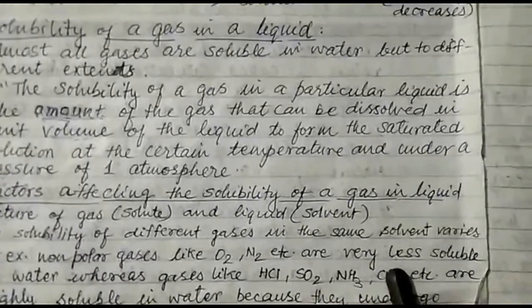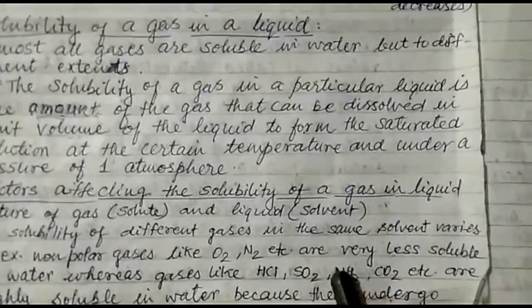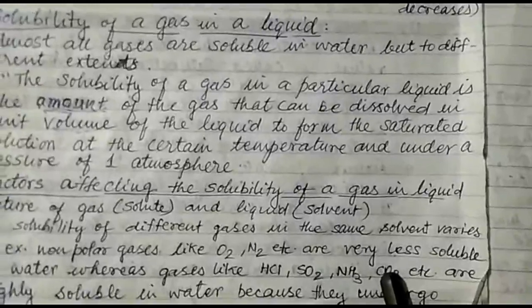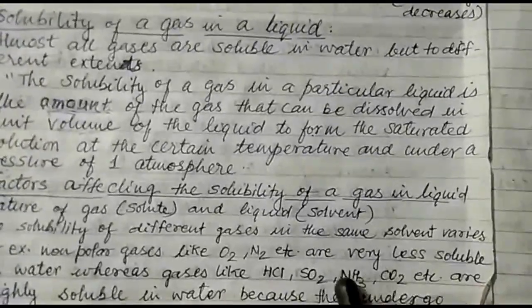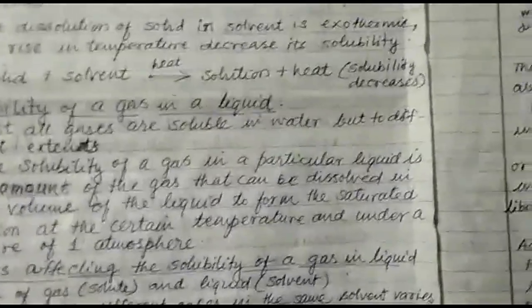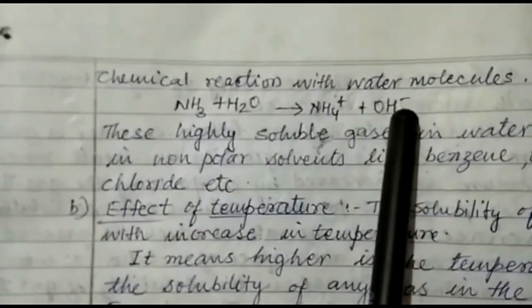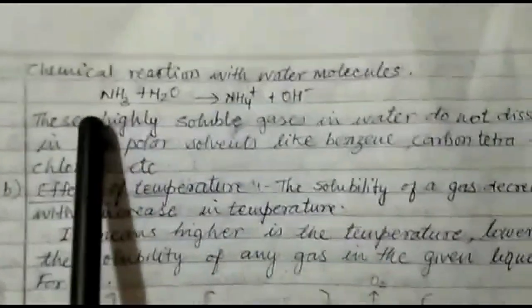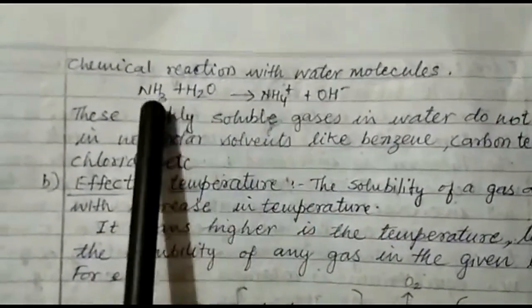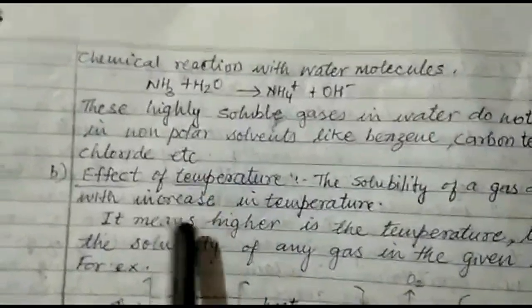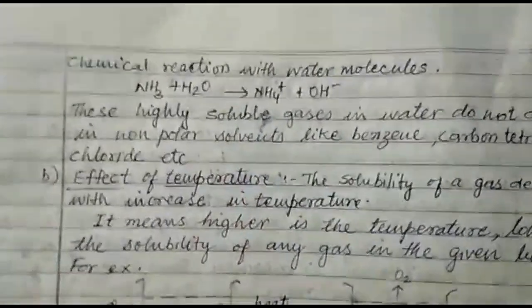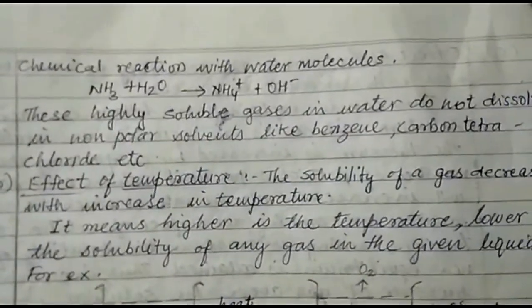What about NH3 and CO2? Their polarity is very less and they are almost non-polar. Still they are more soluble in water because these two can react with water. I can show you here. See how ammonia reacts with water. It gives ammonium ion and hydroxide ion. Similarly, CO2 in water gives H2CO3. Therefore, these substances are soluble in water. This is how the nature of solute and solvent affect the solubility.